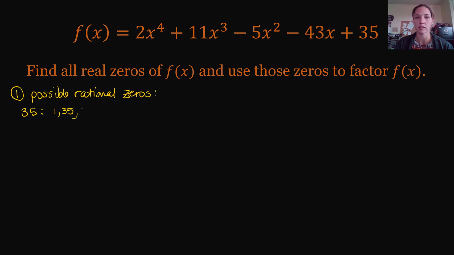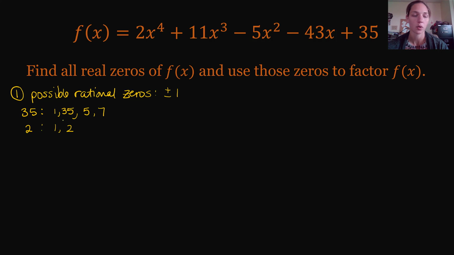2 doesn't go into it, 3 doesn't go into it, 5 does. 5 and 7. Any other factors? None that I can think of. Possible factors of 2: 1 and 2. So now possible rational zeros are going to be plus or minus each of these.